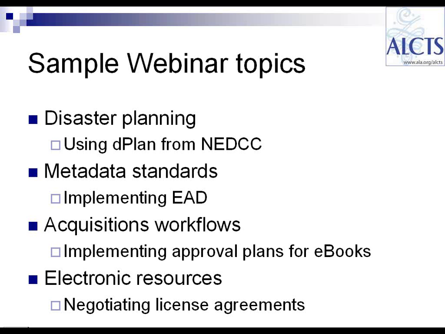Metadata standards, really broad. Implementing EAD, less broad, might still be a little broad, but at least it's more specific. Acquisition workflows: what are you trying to figure out right now, or what did you just accomplish at your library that would help someone else, such as implementing approval plans for getting new ebooks. And then electronic resources, I have the example of negotiating license agreements, which is probably something you'll see coming out of ALCTS, hopefully, in the short term. I'm not really sure where we are on that.